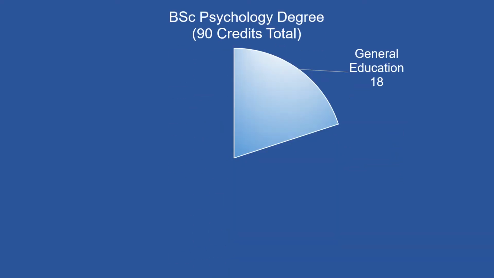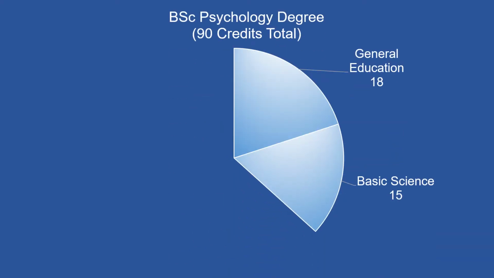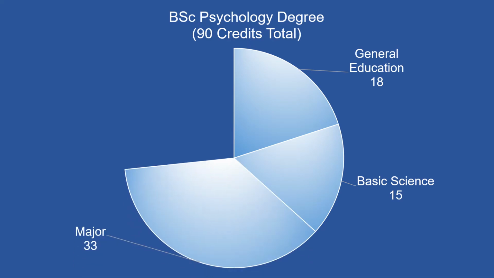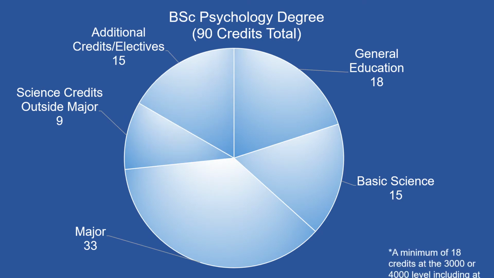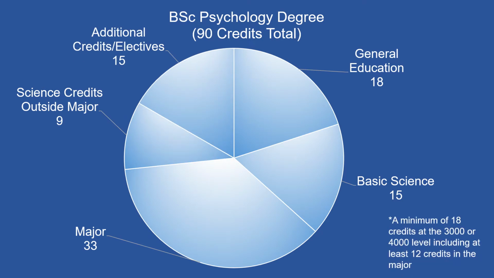The main components of a BSc degree include general education requirements, basic science requirements, major requirements, science credits taken outside the major, additional credits or electives, and finally, your upper level requirements, which are displayed on the bottom right of the screen. Let's examine each of these components more carefully.